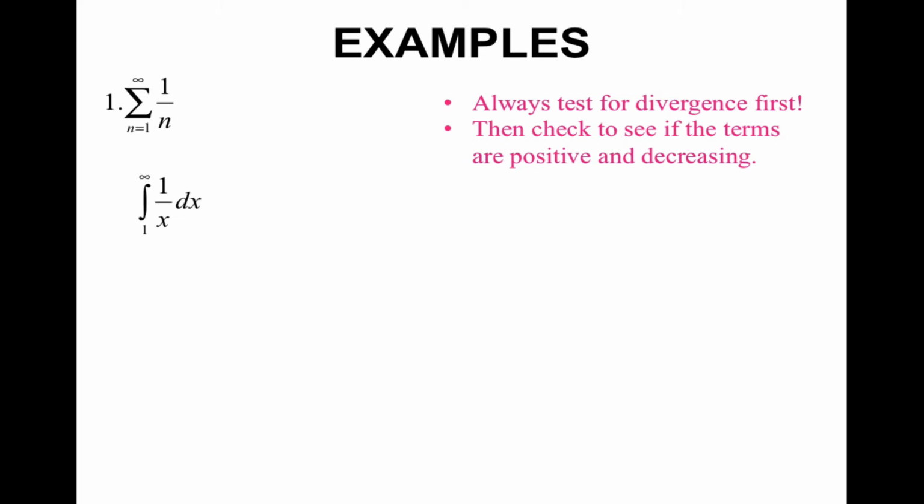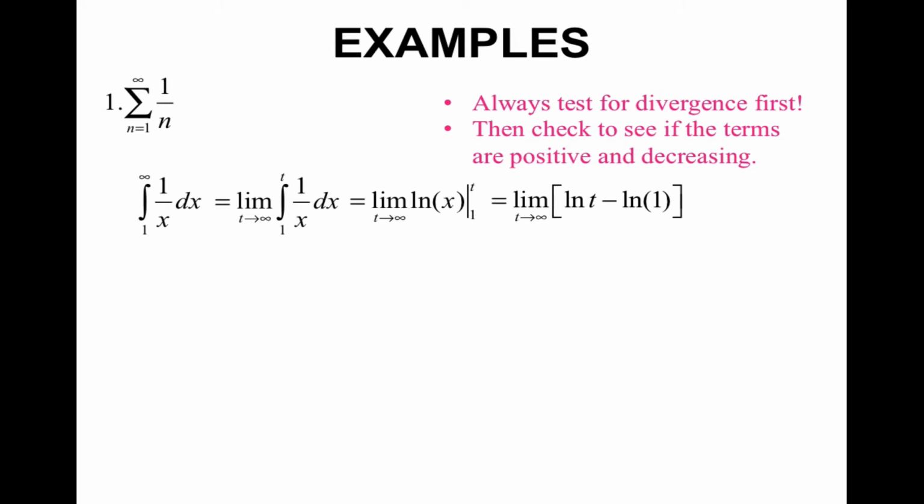So I'm going to go ahead and set up my integral, and I'm going to look from 1 to infinity, since n equals 1, of 1 over x. Since this is an improper integral, I'm going to take the limit as t approaches infinity of the integral from 1 to t of 1 over x dx. I'm going to integrate 1 over x, which is the natural log of x. And since I know that these terms are positive, I don't have to worry about the absolute value sign. It won't change anything. And I can go ahead and evaluate this integral from 1 to t.